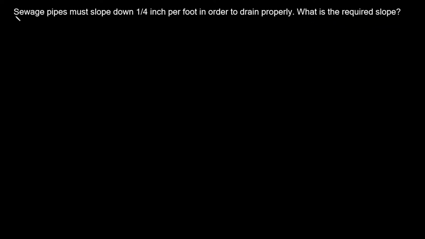Well, first of all, let's draw a little picture here. Let's just start at the beginning. It says sewage pipes must slope down. If something is sloping down, or if it has a negative slope, that means it's sloping in this direction, right? It's going down. So here's our pipe sloping down. What else do we know? Well, we also have this rate right here. It says it slopes down 1/4 inch per foot.